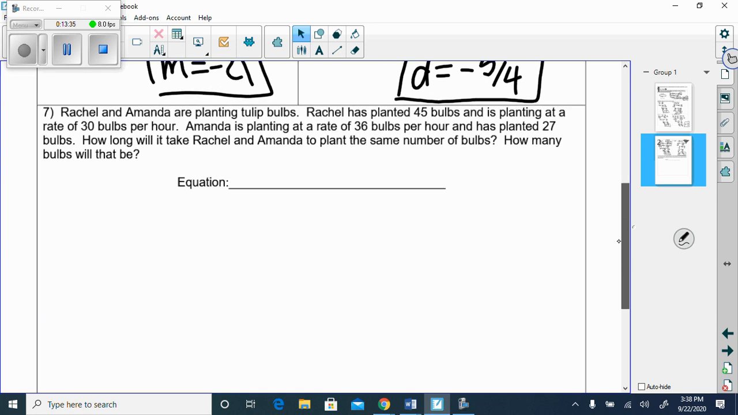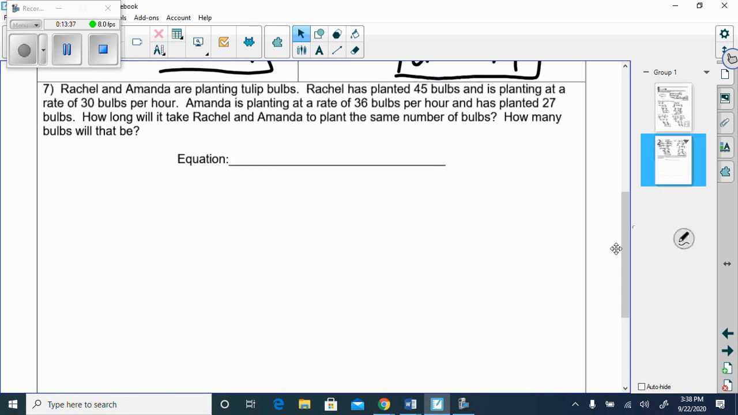Okay. Well, the next question is our word problem. It says, Rachel and Amanda are planting tulip bulbs. Rachel has planted 45 bulbs and is planting at a rate of 30 bulbs per hour. Amanda is planting at a rate of 36 bulbs per hour and has planted 27 bulbs. How long will it take Rachel and Amanda to plant the same number of bulbs? Well, this part right here.